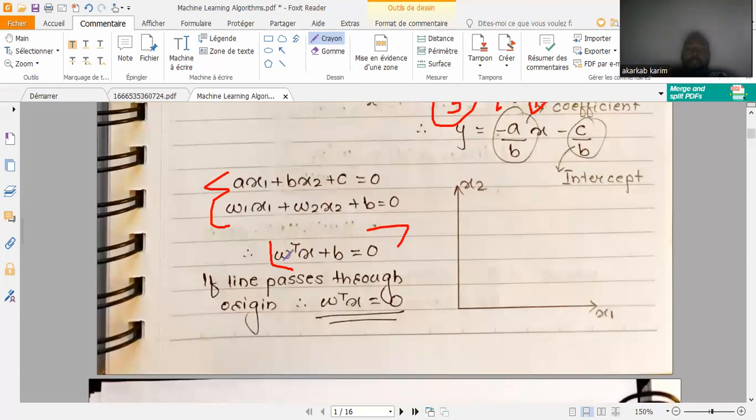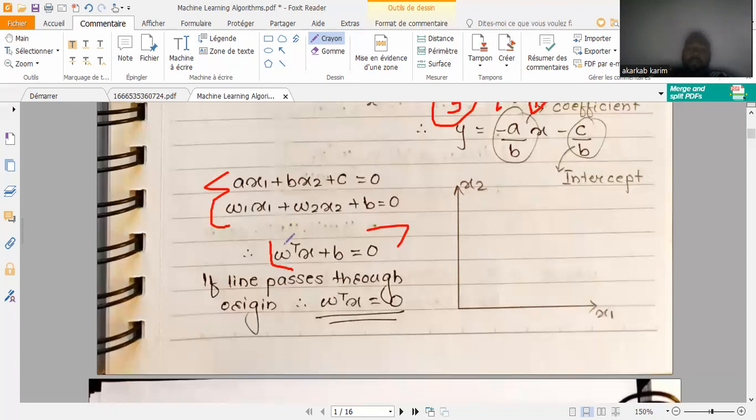So we have here w transpose x plus b equal to 0. This notation uses transpose because in linear algebra we have vectors and matrices. If we multiply a vector by a matrix, we need to transpose the vector or matrix to make this operation.